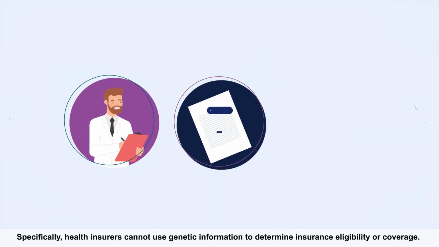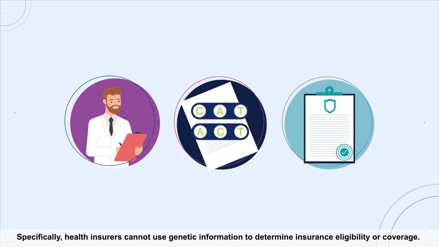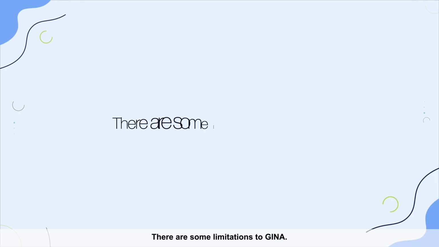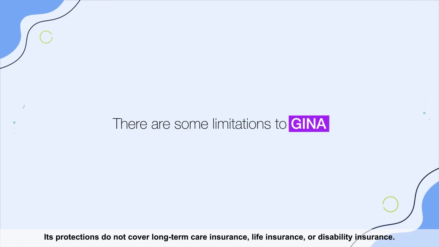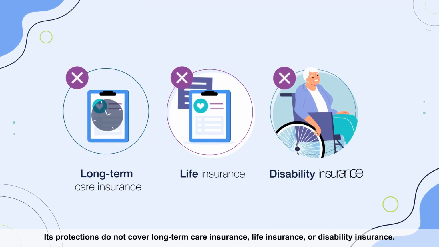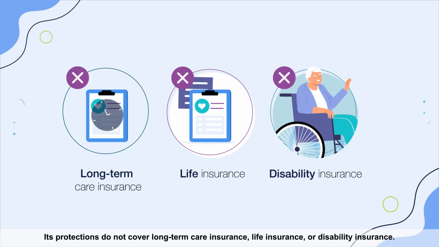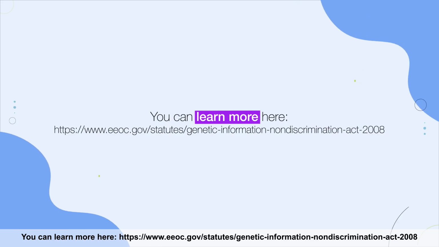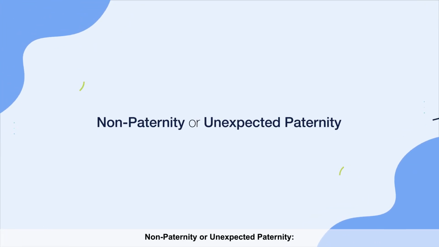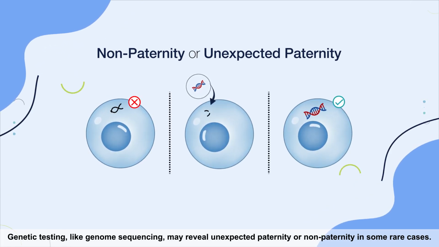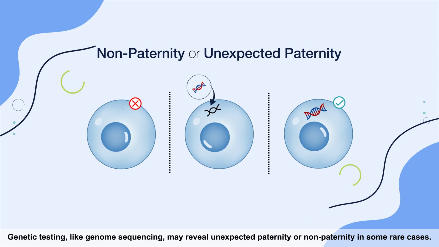Specifically, health insurers cannot use genetic information to determine insurance eligibility or coverage. There are some limitations to GINA. Its protections do not cover long-term care insurance, life insurance, or disability insurance. You can learn more here. Non-paternity or unexpected paternity. Genetic testing, like genome sequencing, may reveal unexpected paternity or non-paternity in some rare cases.